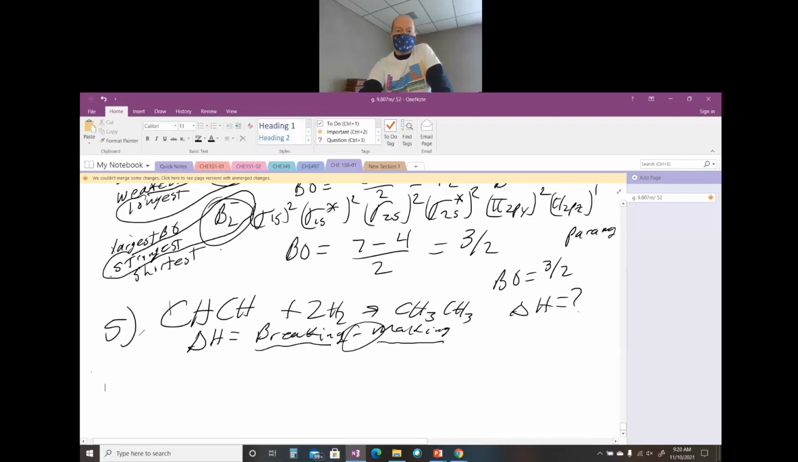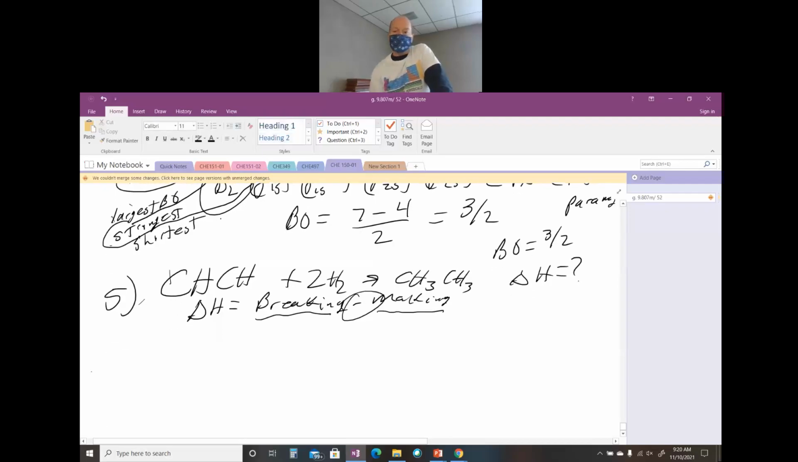All right, so in order to get breaking minus making, you have to draw the Lewis structure. So you can't just look at that and get the answer. You have to draw the Lewis structure. And so you have your carbon bonded to an H. That's why it is written as CH. Your carbon is bonded to an H.